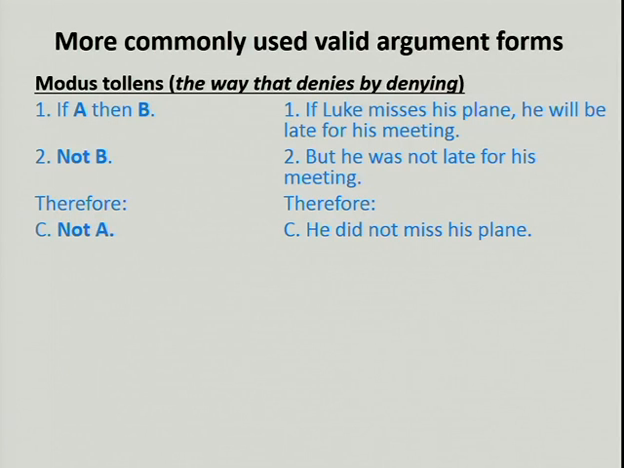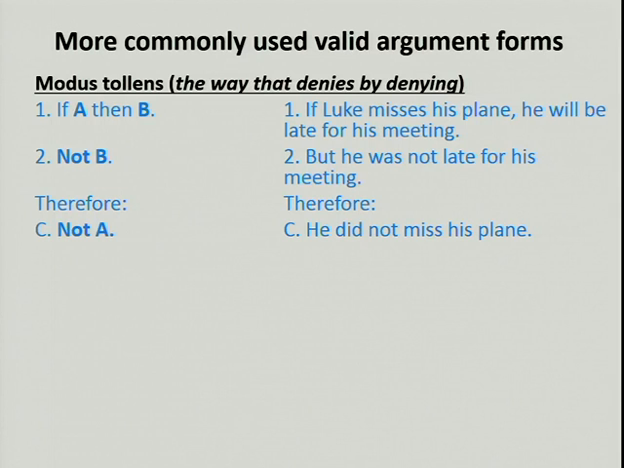Denying the second thing is also always going to get you a valid argument, yeah? If A, then B, not B, therefore not A. No matter what content you plug into this actual argument, true premises are always, always, always going to lead to true conclusions. And this is what we call modus tollens.